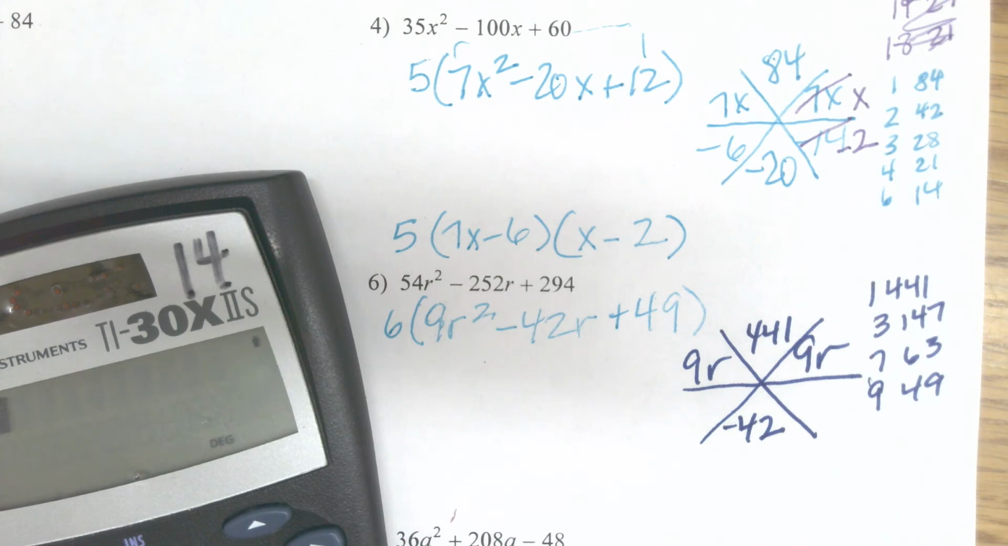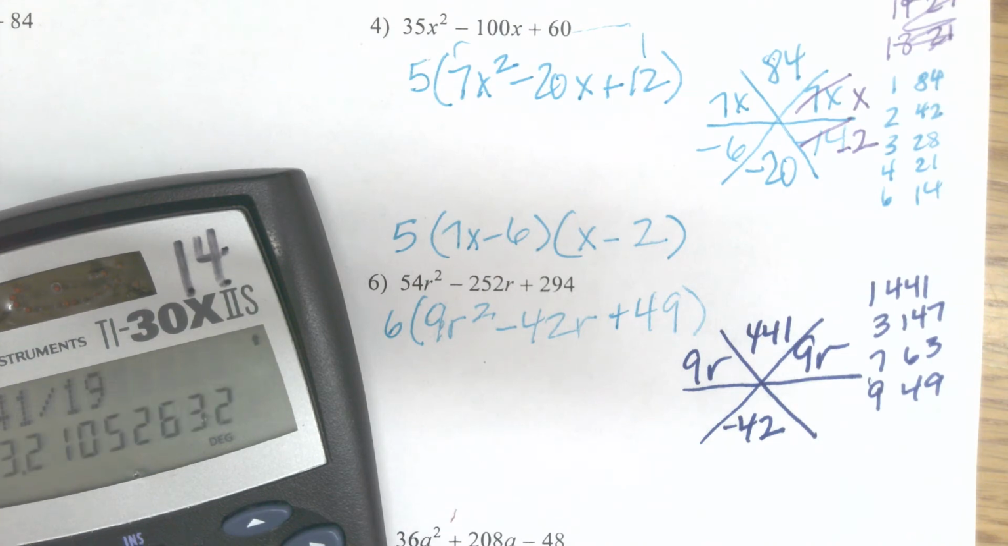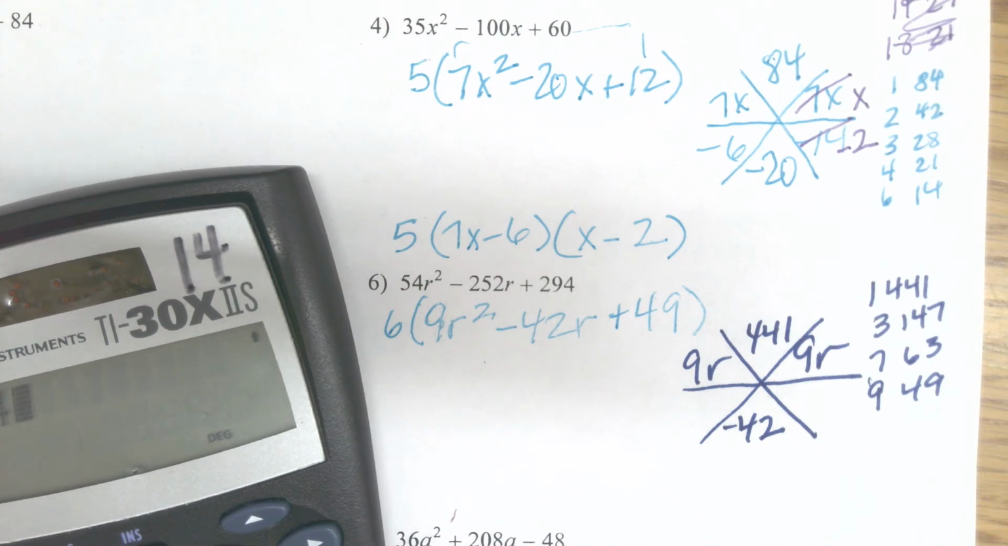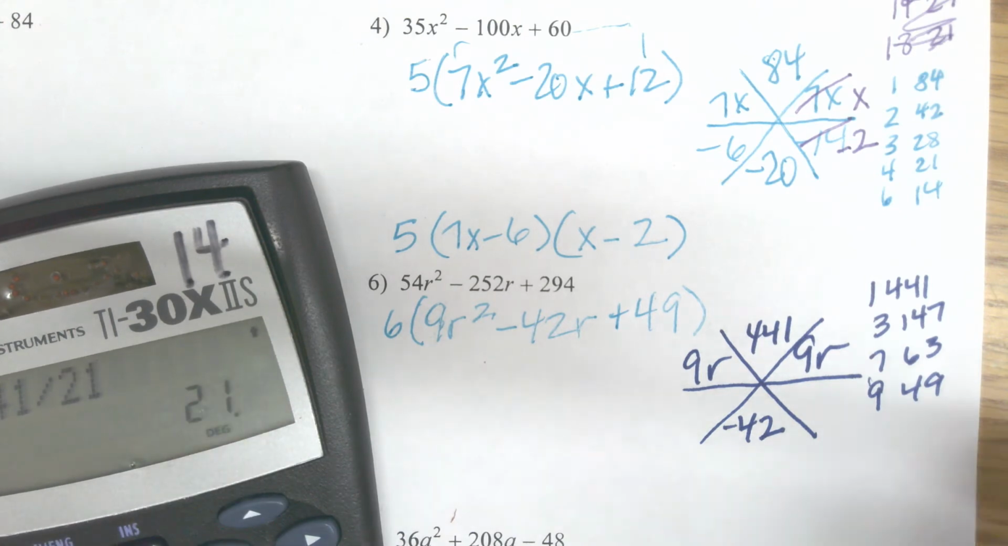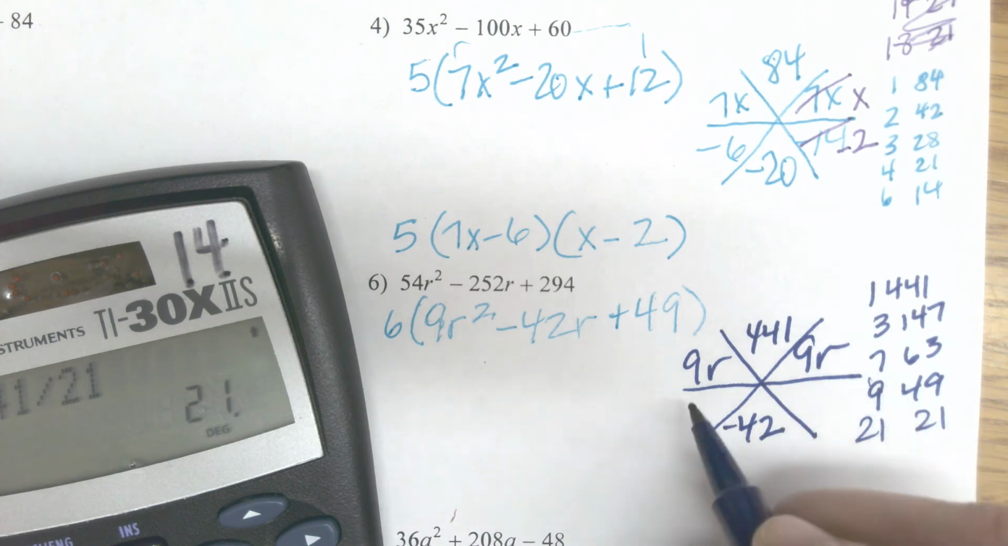Nope. 18 I know won't work again. It's even. 19? Nope. 20 won't work, so I'll go 21. Oop, 21. Had to do a lot of them on that one, but I finally found it.